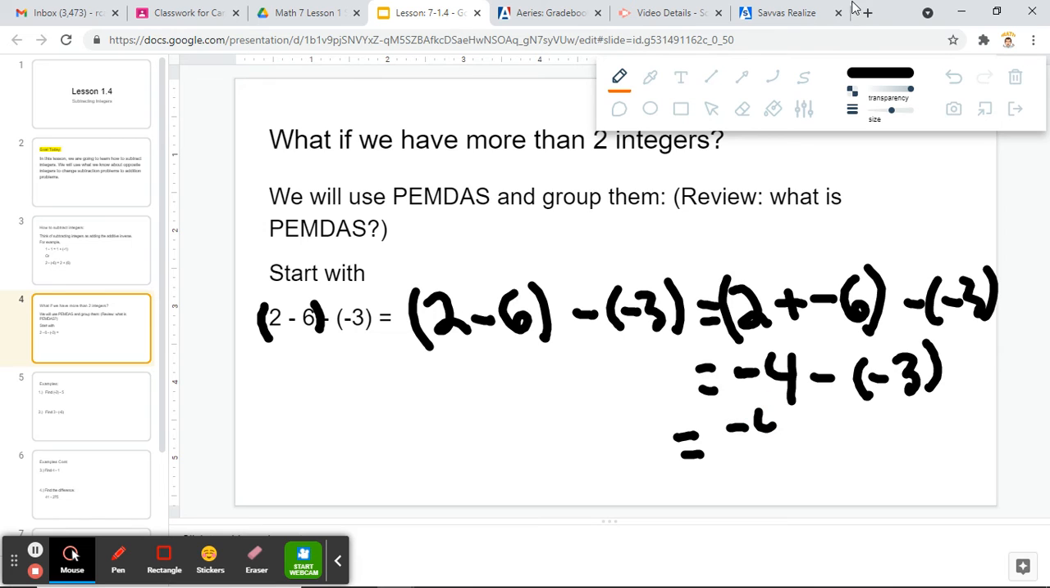All right, so again, we're going to keep our first value, change to addition, and now we have to ask ourselves, what is the opposite of negative 3? Well, the opposite of negative 3 is positive 3. Now I have two different signs here, one negative and one positive, so we're going to subtract these values. 4 minus 3 is 1. Which one has the larger absolute value between negative 4 and positive 3? Well, it's negative 4, right? So I get a negative 1 right here.